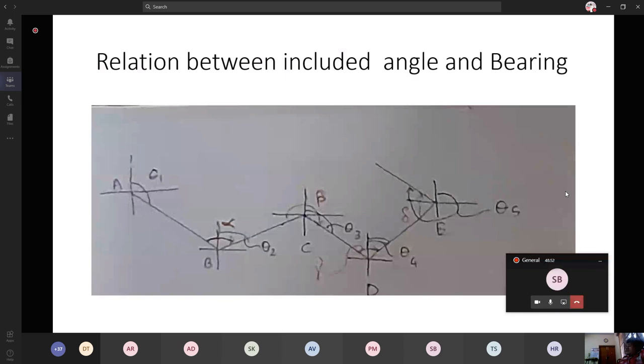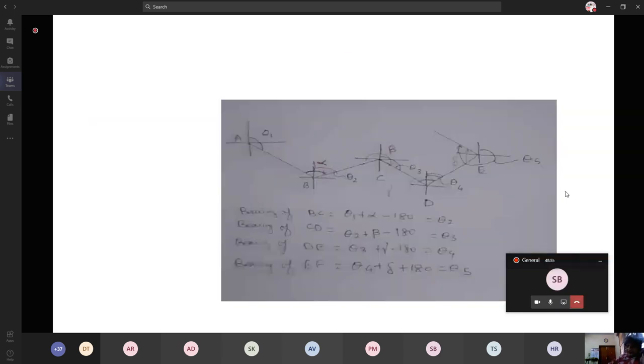I will tell you what the general rule is. I'll go to the next slide. This is the formula, no? Bearing of BC is theta 1 plus alpha minus 180. Bearing of CD is theta 2 plus beta minus 180. Bearing of DE, theta 3 plus gamma minus 180. Theta 5 equal to theta 4 plus delta plus 180. What makes the difference? So what you are supposed to do is theta 1 plus alpha; if it is more than 180, subtract 180 to get the bearing of the next line.